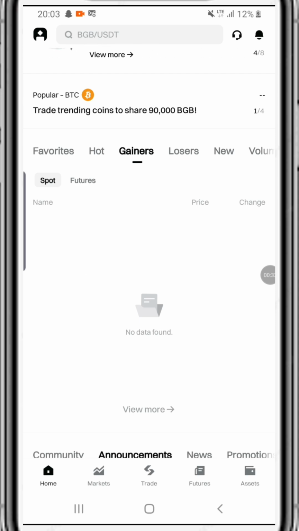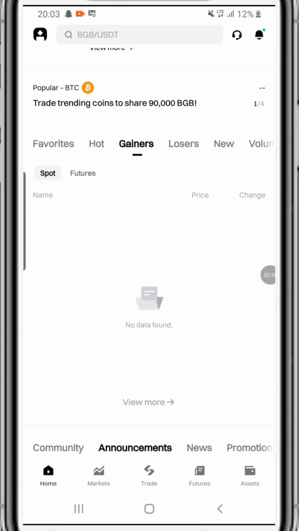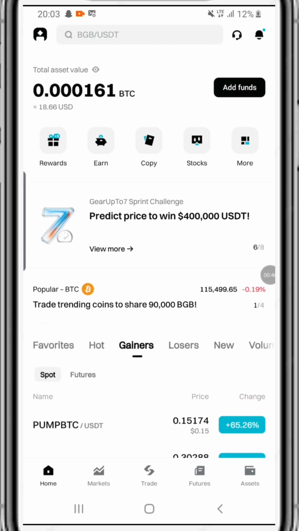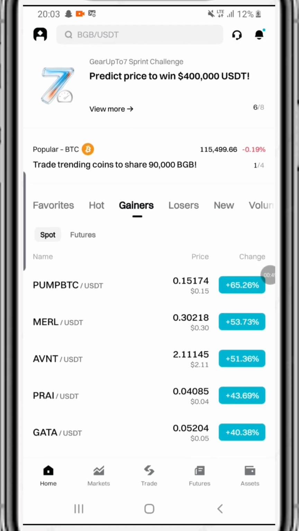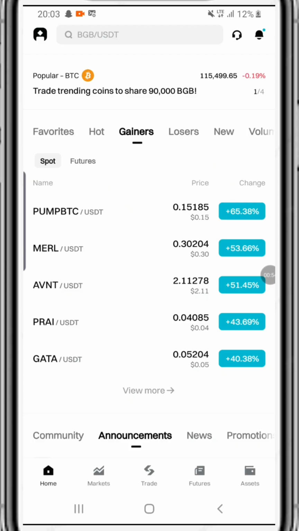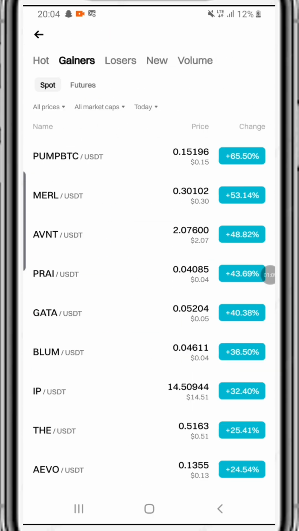So guys, if you want to analyze a trade in spot trading, it's very simple. I'll walk you through how you can do this. First of all, if you look at these futures, if you are using Bitget, Bybit or Binance, these futures are in all of these platforms. You have your favorite, your hot, your gainers, your losers, and your new coins. So on these futures, all you need to do is go to your gainers and click on view more.